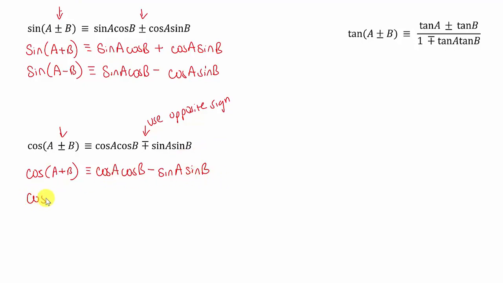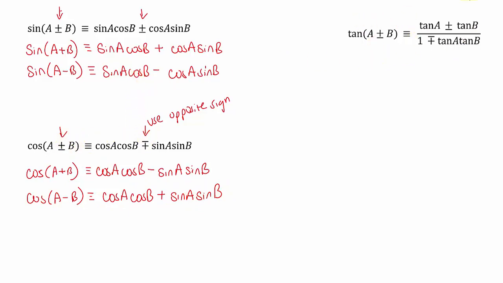And then again, if I have cosine of A minus B, I'm going to have cosine of the first angle, cosine of the second. That part's the same, but if this is subtraction, then I'm going to use addition here. And then I will have sine of the first angle, sine of the second angle. So you just need to be careful and watch those signs.